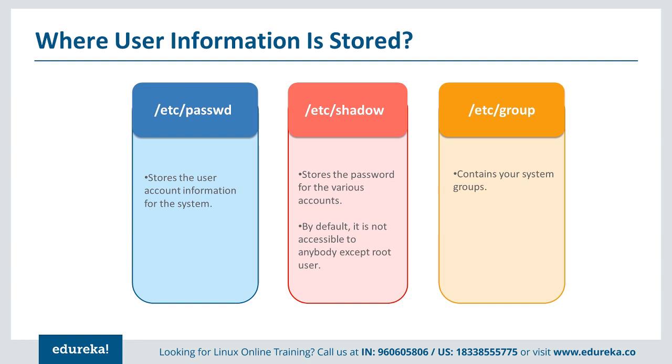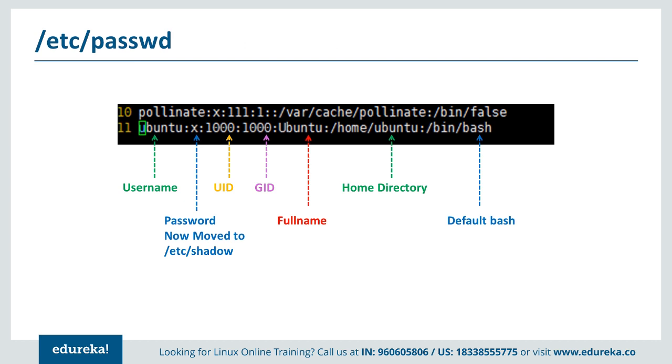Then comes /etc/group. Every user is made up of some group. So there's a hierarchy: there are groups, and in the group there are different users. So /etc/group contains the different groups of the system. If we go to the /etc/passwd file, we will see something like this as an output. If we see line number 10 or line number 11, the first field is the username. So the first username might be Polydate and the second username is Ubuntu. The second field is the password, which is not being shown here. It is moved to the /etc/shadow file and will be visible only to the root user.